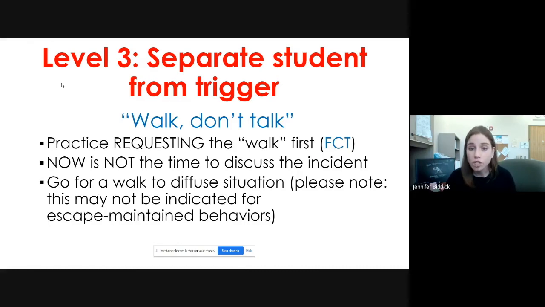This might be an appropriate strategy, walk, don't talk, for some of our students that do not have escape maintained behavior. If you have a student that's looking to escape from a situation, walking would not be a recommended strategy. But if you have a student that does not have escape maintained behavior, taking a walk at this time, practicing asking for it first, might be a great strategy to diffuse the situation. This wouldn't necessarily be a time to discuss the incident. This would just be a little change in scenery, get the blood flowing, try to, again, separate the student from the trigger and redirect and refocus.